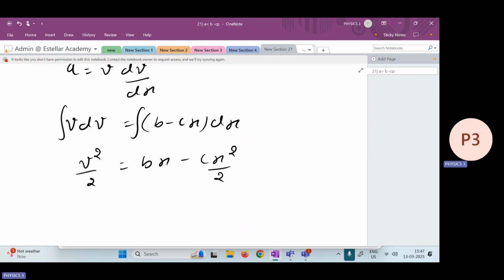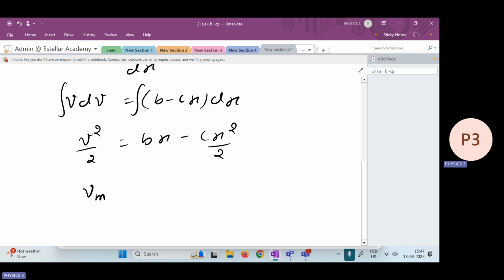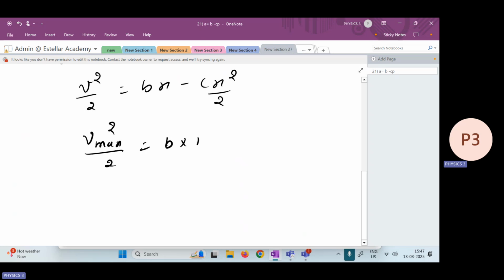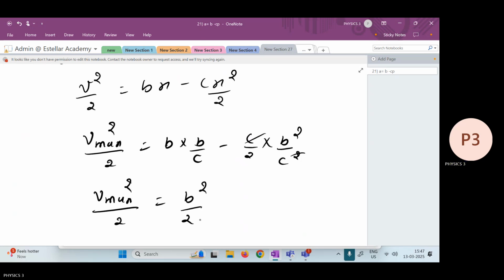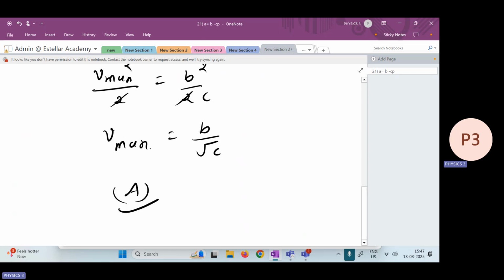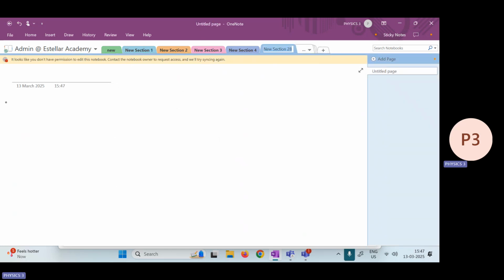So for finding v to be maximum, v maximum square by 2 would be, instead of x, we will put this b by c. So that would be b into b by c minus c by 2 into b square by c square. So this c got cancelled out. V max square by 2 comes out to be b square by 2c. So 2 got cancelled out. V max comes out to be equal to b by under root c. So A option would be correct, right? Now let's go for the next question.